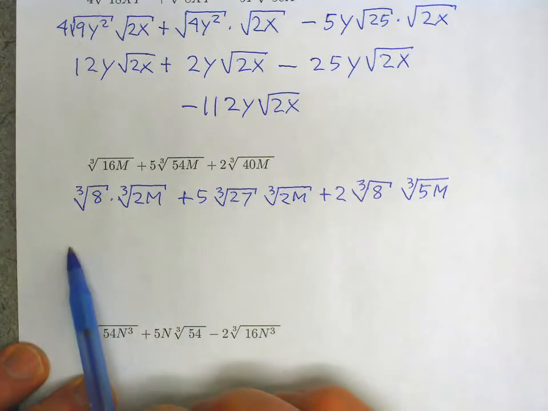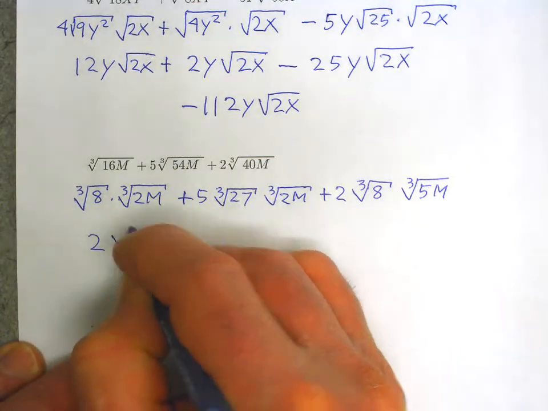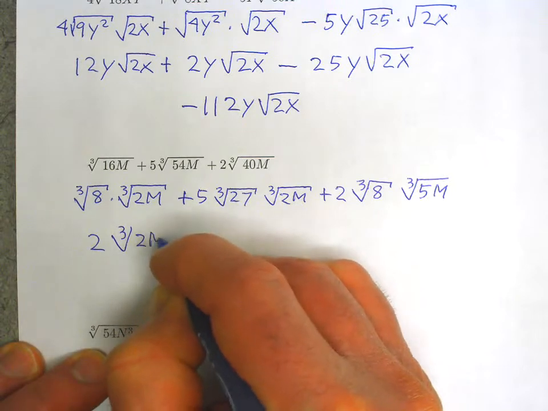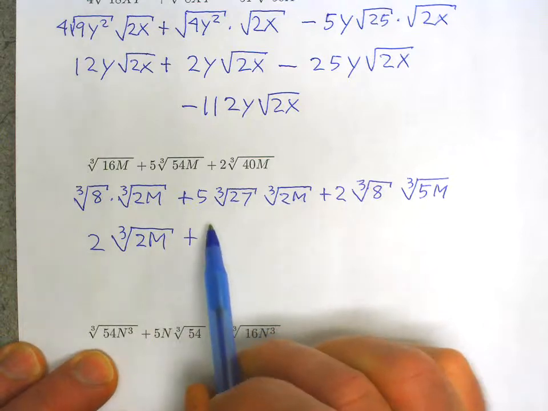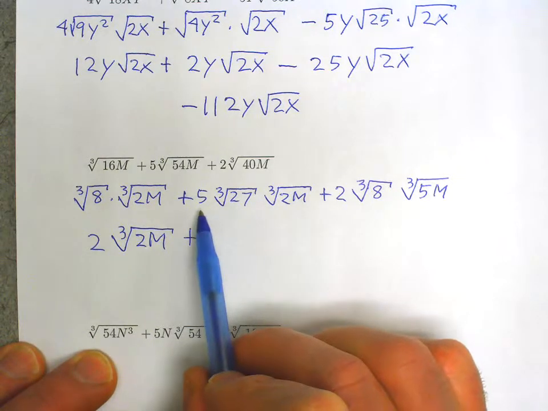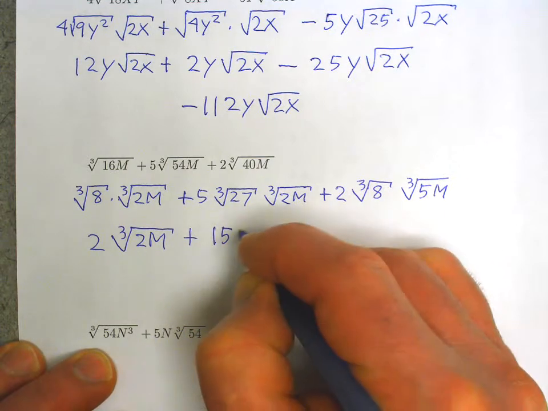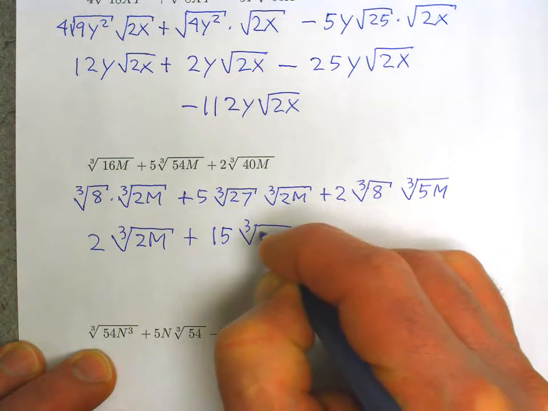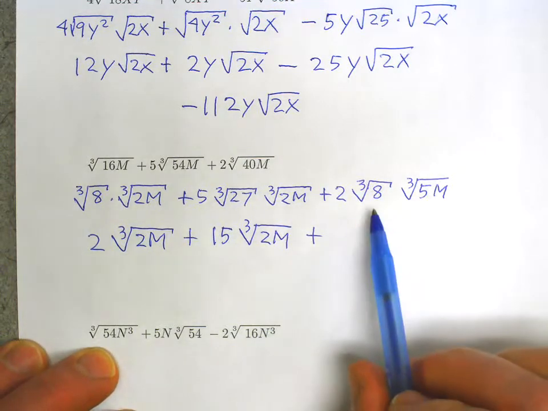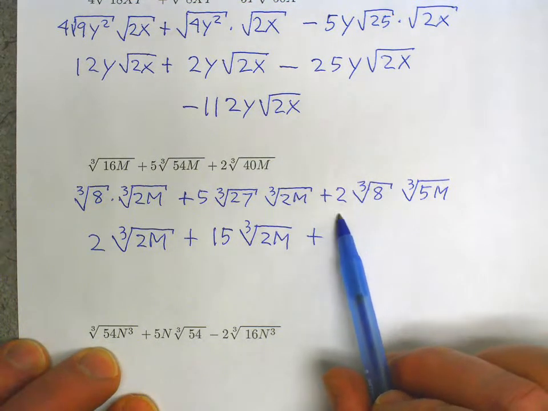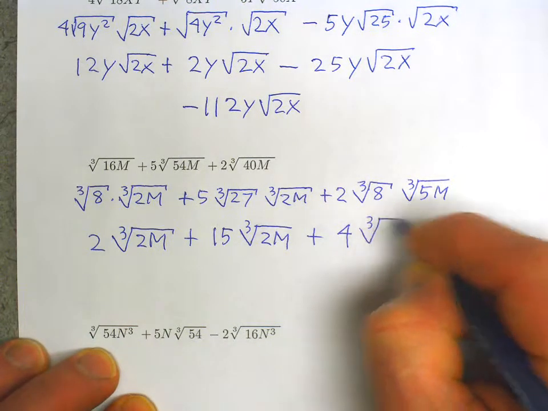Okay, so we'll simplify each of those further. The cubed root of 8 is 2, so we get 2 times the cubed root of 2m. And the next one, the cubed root of 27 is 3, and 5 times 3 is 15. So this middle term is plus 15 times the cubed root of 2m. And then the term on the right, the cubed root of 8 is 2. 2 times 2 is 4. So we have 4 times the cubed root of 5m.